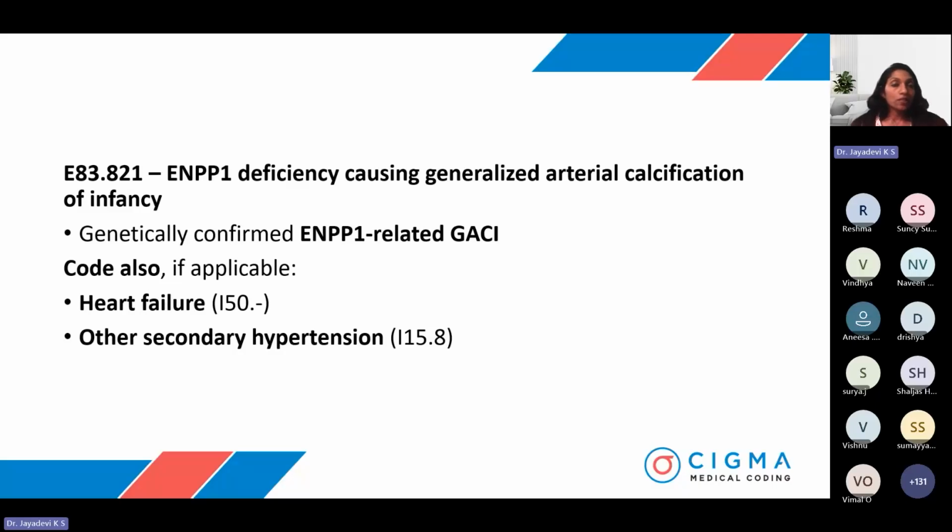ENPP1 is a genetic disorder, a gene associated with arterial functioning, but there is calcification occurring in the infant because of the deficiency of gene ENPP1. Genetically confirmed ENPP1-related GACI. Here also you must remember that code. If the patient's record documents heart failure or other secondary hypertension, you have to add these codes separately, I50 series and also I15.8. That is according to the record of the patient.